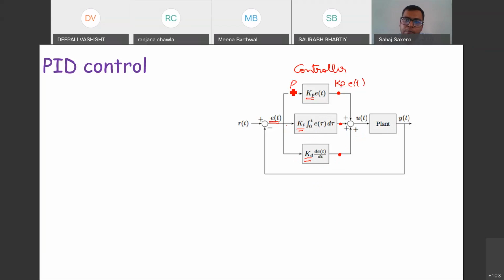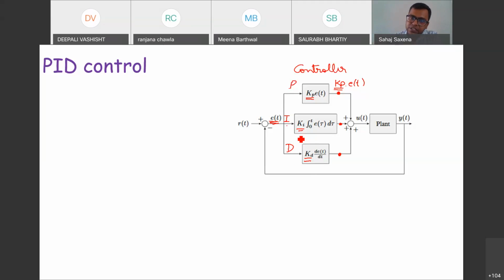P stands for proportional, I is integral and D is derivative. One part will multiply with a simple constant. The other part will integrate the error. The third part will make a derivative of this error. So what do you mean by integration? Integration means it will sum up all the errors so that there is no steady state error. We have a differentiation of an error.